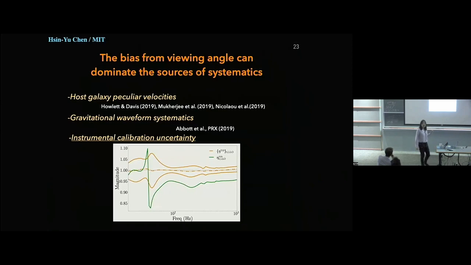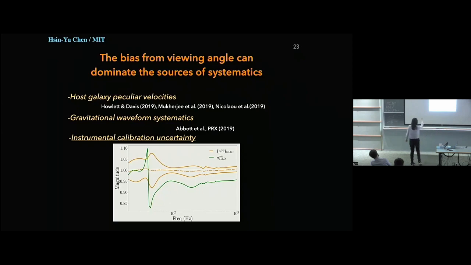We can also compare this newly identified systematic to other known sources of systematic for the standard siren method. Here I just list some of them. And especially the third one, the instrumental calibration uncertainty, has long been thought to be the dominant source of systematic for the standard siren method. So what is this calibration uncertainty? It's a very rough way of explaining this, but it's due to us not being able to monitor the movement of our mirrors inside the interferometers that well. So our measurement of the amplitude and of the phase of the gravitational wave signal could be off.